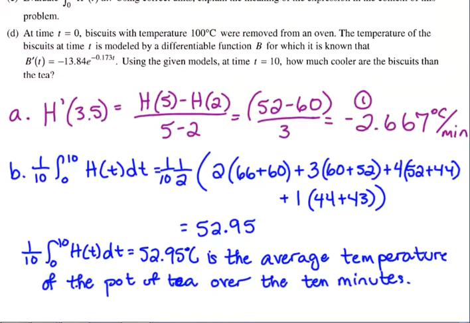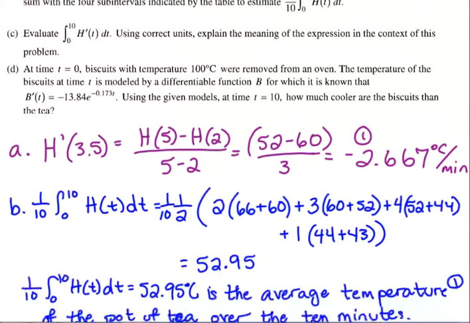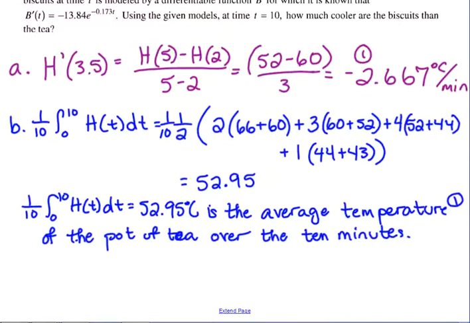Okay, so 1 point for your meaning. Technically, because it doesn't say explain it in context, it just says using correct units, explain the meaning of that. So they explained it first and then they calculated it. I really don't think it matters, as long as you put those units of degrees Celsius in there and have that phrase average temperature. You get 1 point for your setup and 1 point for your estimate.